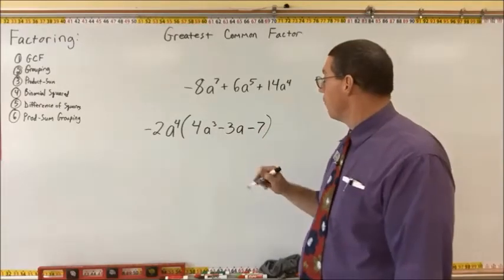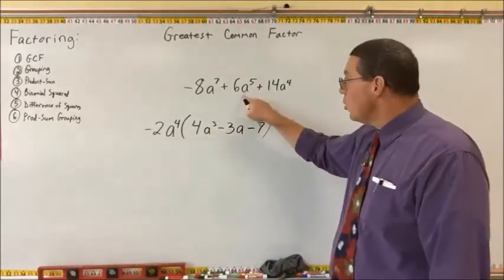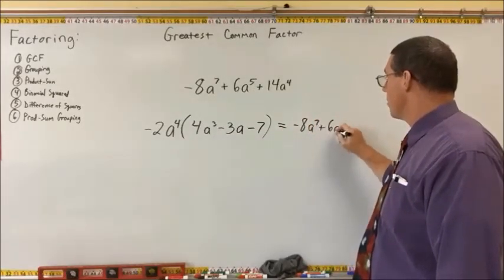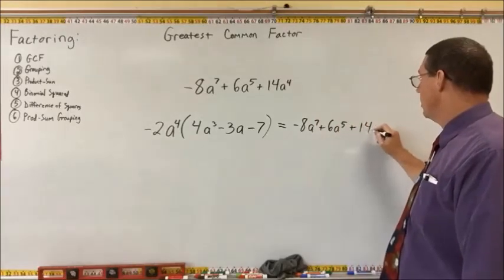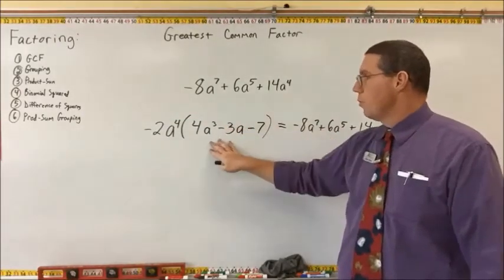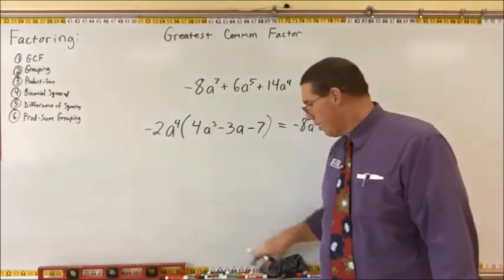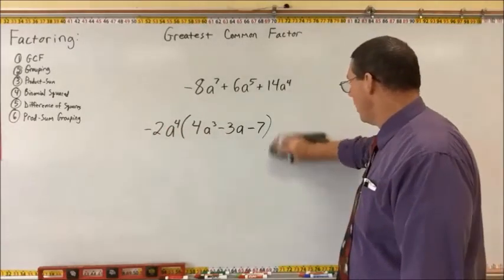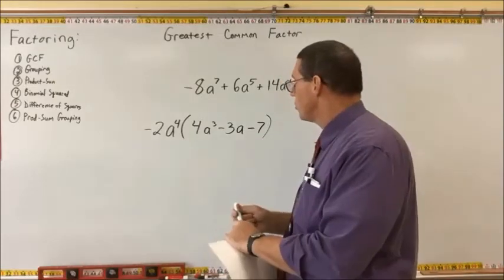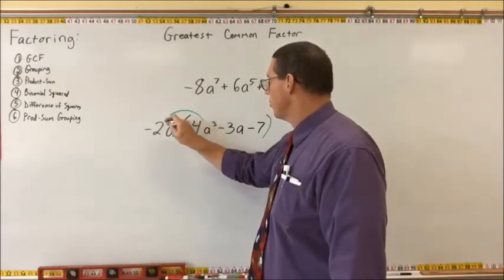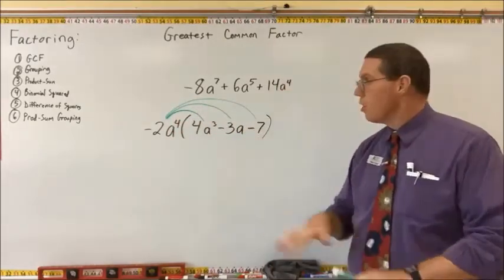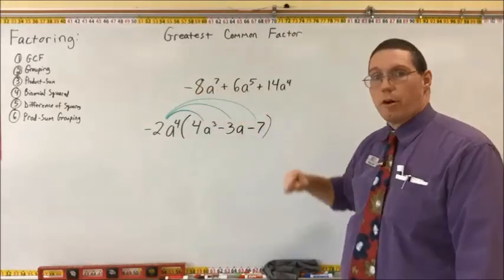Now notice, it's important for you to understand that this is equal to this. It's equal to negative 8a to the 7th plus 6a to the 5th plus 14a to the 4th. These are equal expressions, but this one has had a factor taken out of it. It's also important to understand that if you were to distribute this greatest common factor back in, if you were to multiply it back into all of the terms, the answer would be what we started with here.